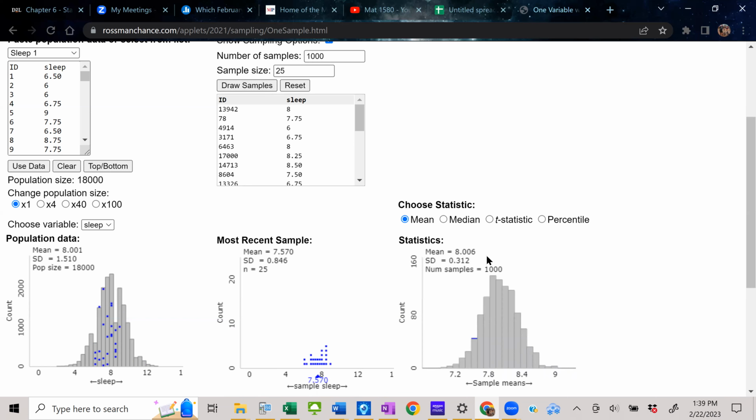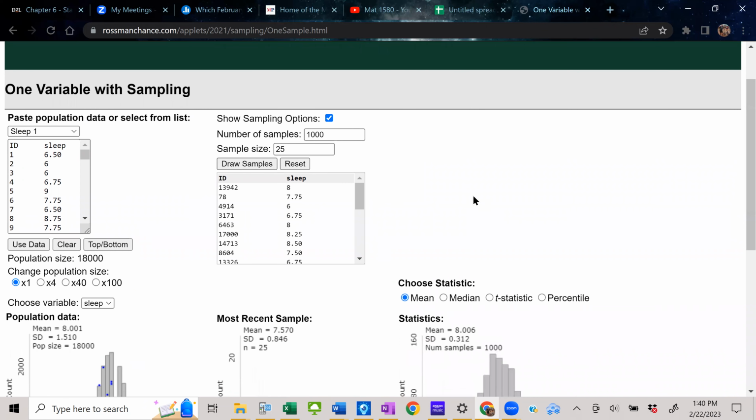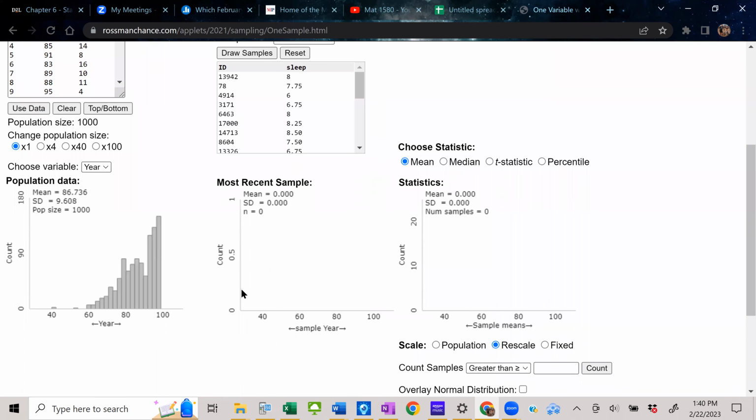Not bad. Now, each time we do this, we got a distribution that looked pretty normal. But then again, we started out sampling from our parent population, which also looked normal. Let's pick some data that doesn't come from a population with a normal distribution. So go up here and scroll down to pennies. When you scroll down to pennies, click use data, and it should come up with a distribution.